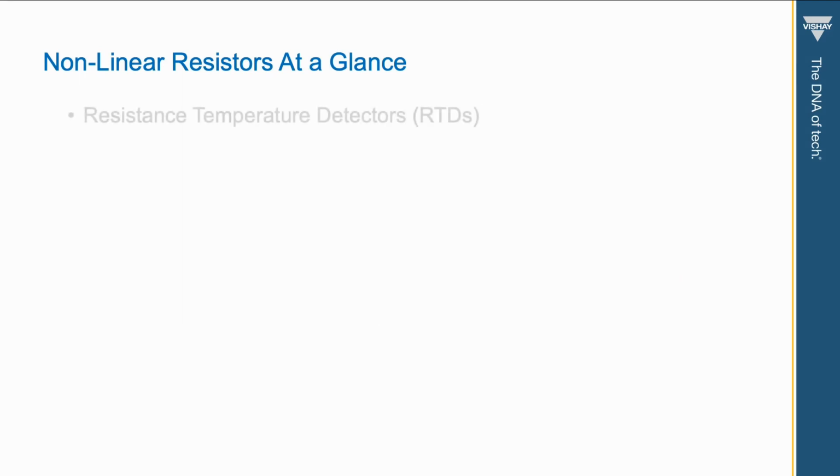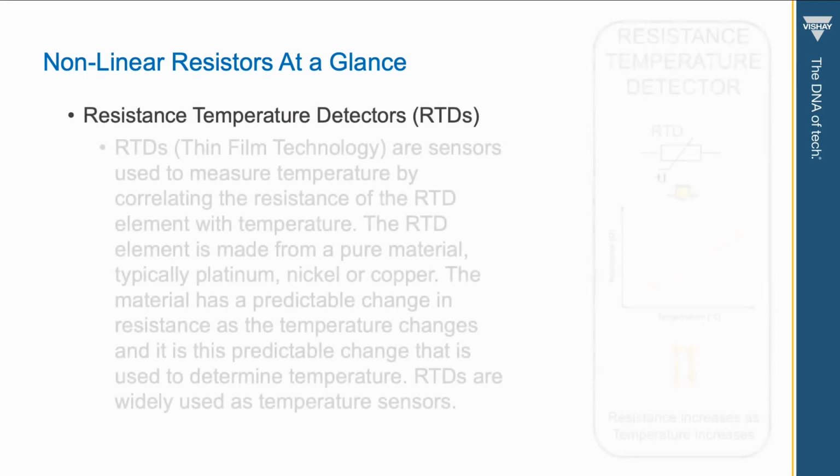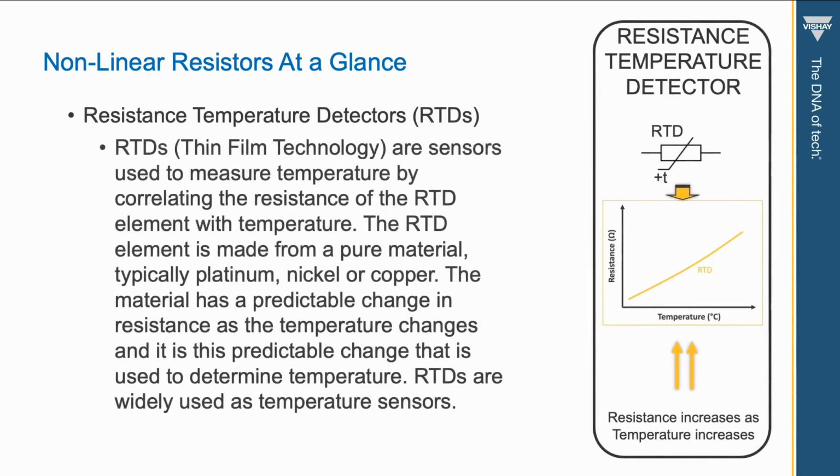Next are resistance temperature detectors, or RTDs. RTDs take advantage of thin film technology in which the element is a pure metal, generally platinum, nickel, or copper. The material has a predictable change in resistance as the temperature changes, which is defined by the temperature coefficient of resistance, or TCR. The TCR is positive in this case, meaning as temperature increases, resistance increases, as well as being nearly linear. As a result of its behavior, RTDs are widely used as sensors for temperature measurement and compensation functions across a wide temperature range.